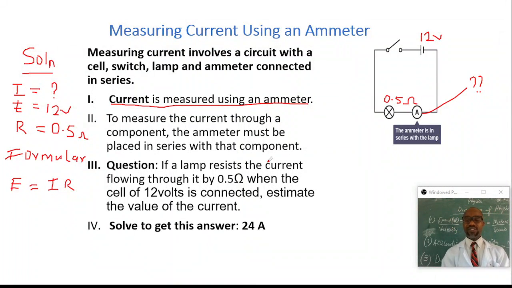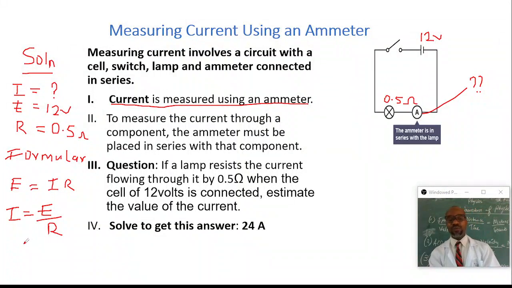The letter for current is I. We are going to make I the subject. So I is equal to E all over R. Good. So that's what we're going to do. The next thing, we substitute.